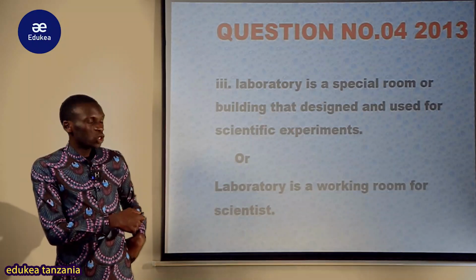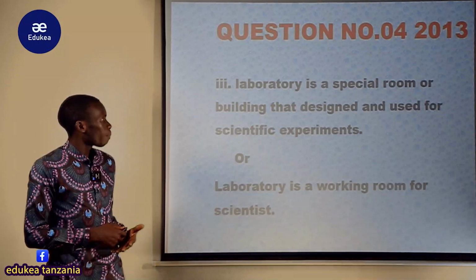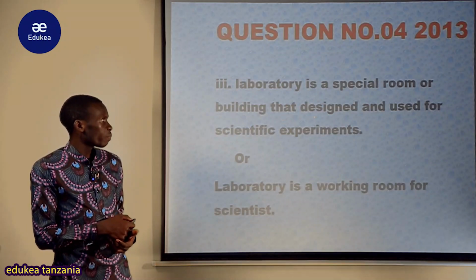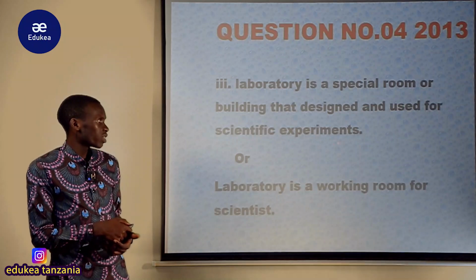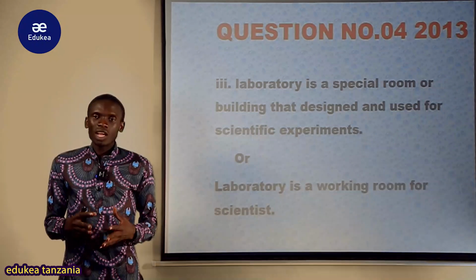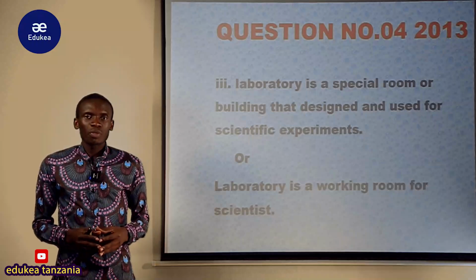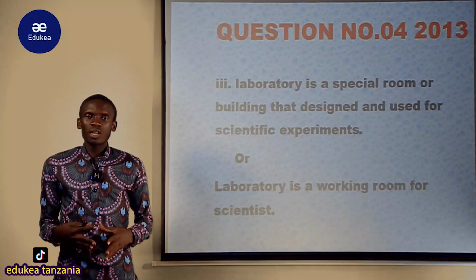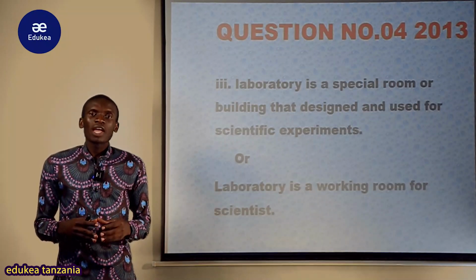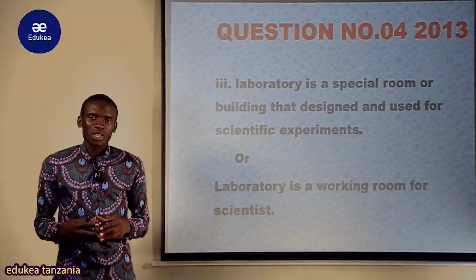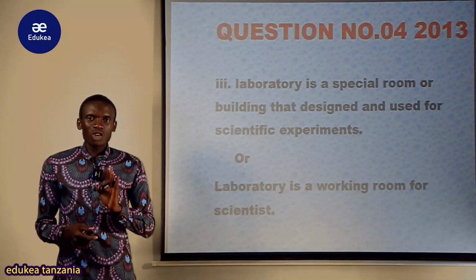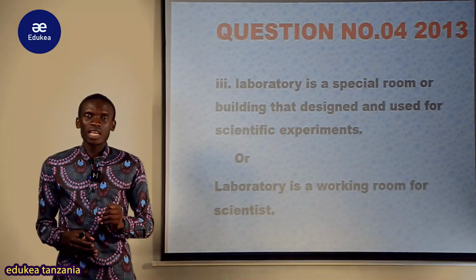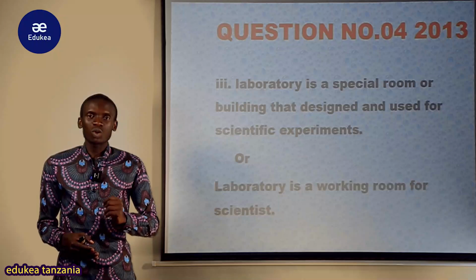There is a definition that defines laboratory. Before the properties, you were asked to define laboratory. We say laboratory is a special room or building that is designed and used for scientific experiment. So laboratory is a special room that is designed for laboratory activities, or we say that it is a working room for scientists. A laboratory is a special room where scientific experiments are done. It is a working room for scientists, simple one. Or is a place, or is the room where scientific work is done, or is where scientific experiment is conducted.